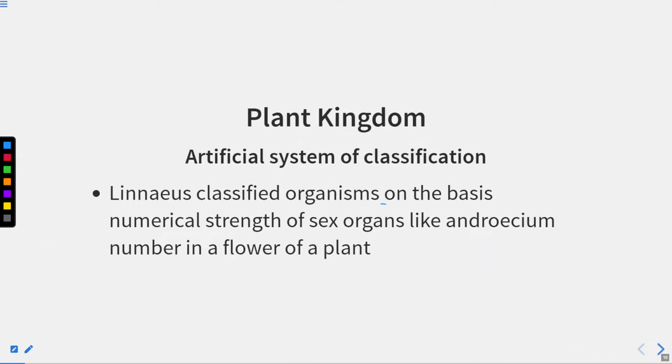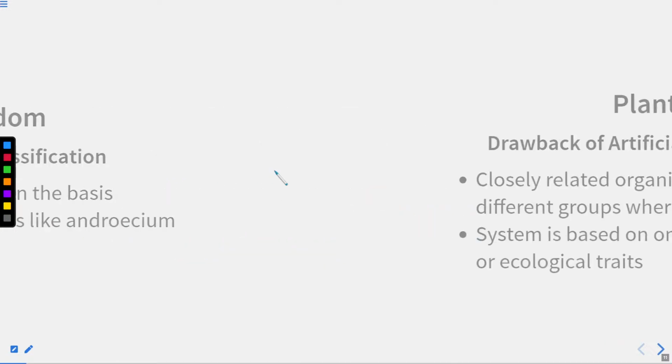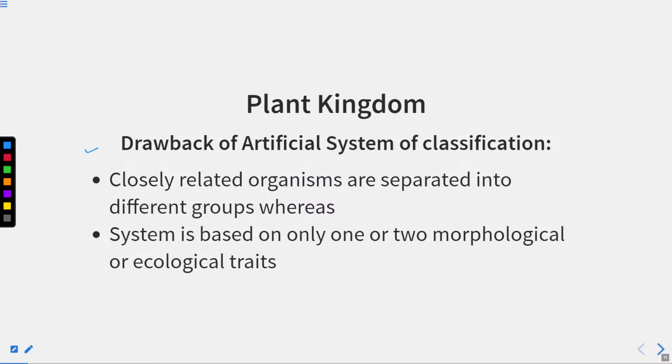Linnaeus classified organisms on the basis of the numerical strength of sex organs, like the androecium number in flowers of a plant. So only the number of androecium Linnaeus considered for the classification system, right? So this also comes under the artificial system of classification. Now, let us discuss the drawbacks.